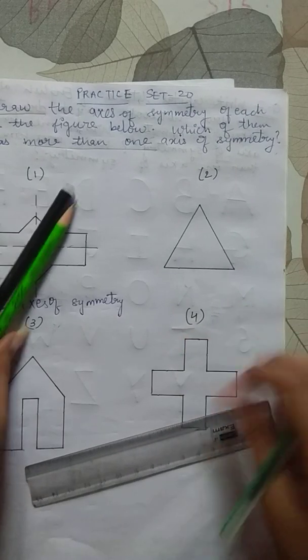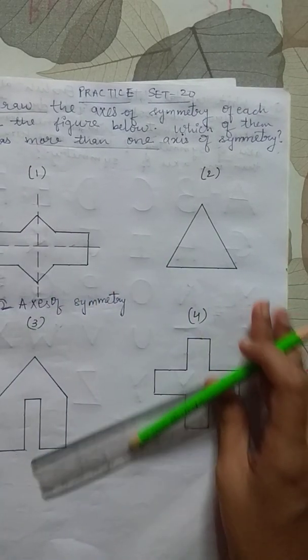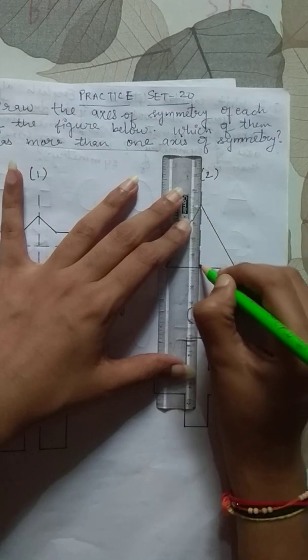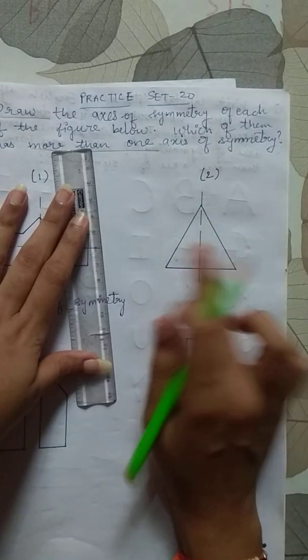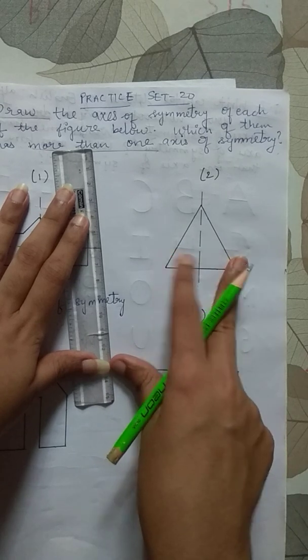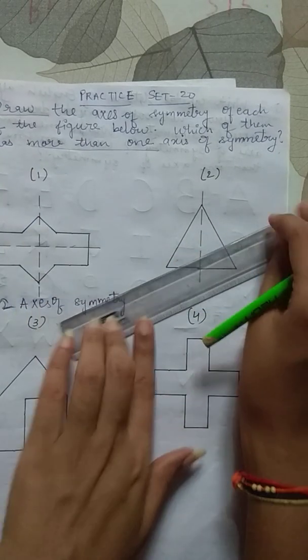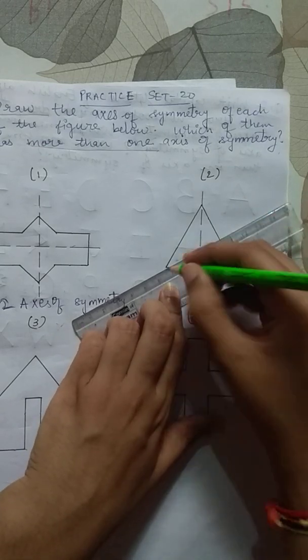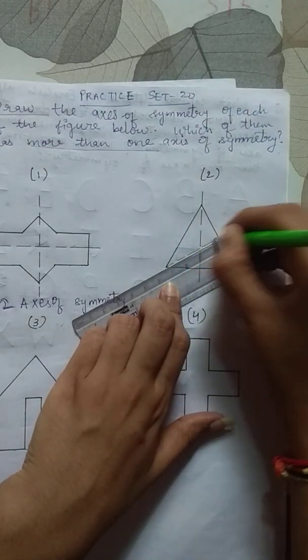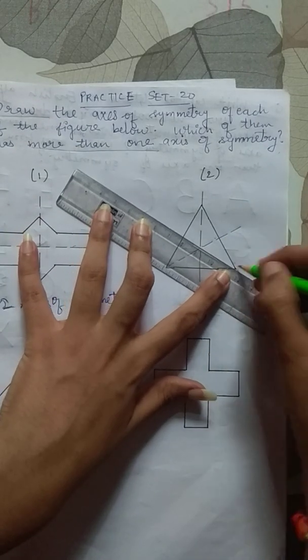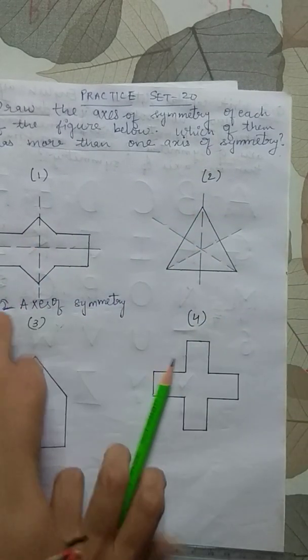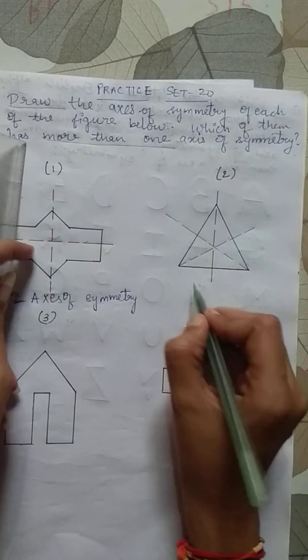Second, this is a triangle. In this one, yes, I can draw a straight line. When these two are divided into equal parts and folded, they will overlap. I can also draw this slant line, and also this. So there are three axes of symmetry.